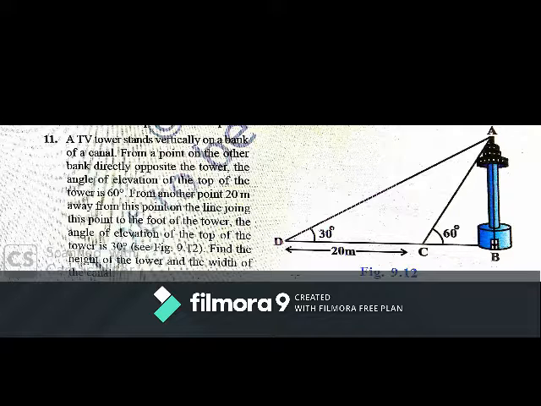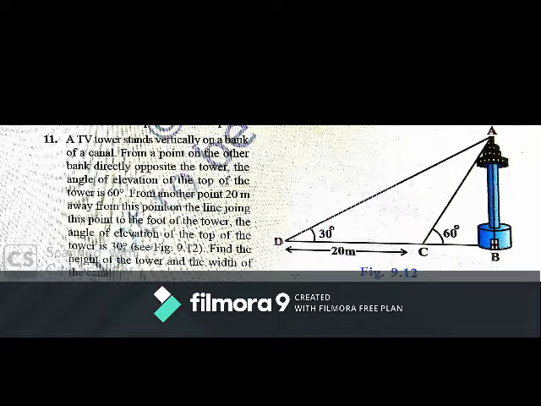From a point on the other bank directly opposite to the tower, so on one bank the TV tower AB is there, and on the other bank, the opposite side, point D is there. From here the angle of elevation of the top of the tower is 30 degrees. And from another point 20 meters away from this point, on the line joining the point to the foot of the tower, the angle of elevation of the top of the tower is 30 degrees.